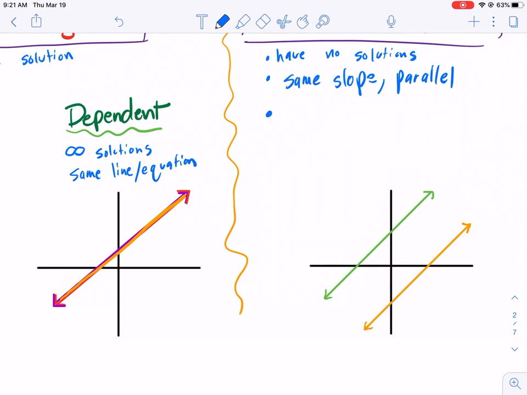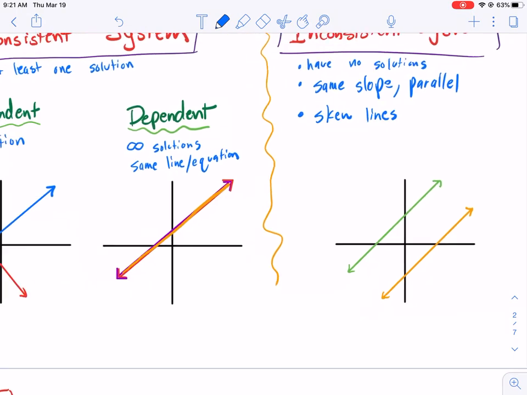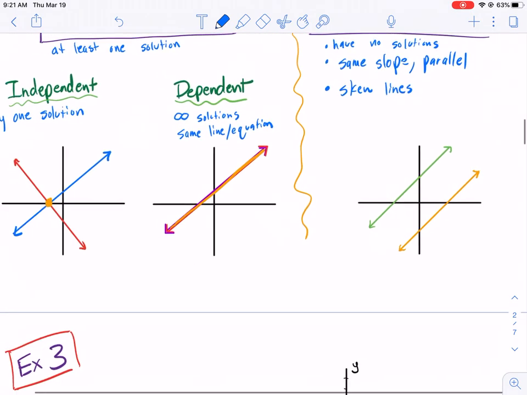Now in Algebra 2, another way that you can have no solutions is skew lines, but we're not going to talk about that in Algebra 1 because that's in 3 dimensions.